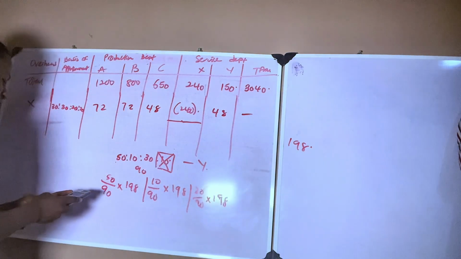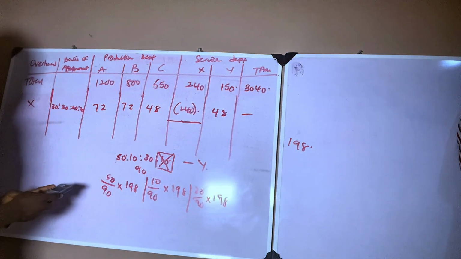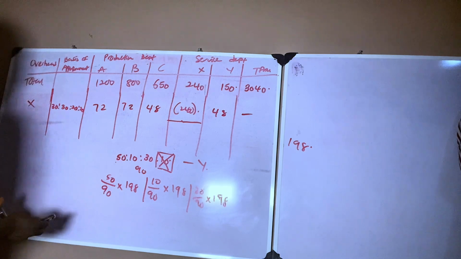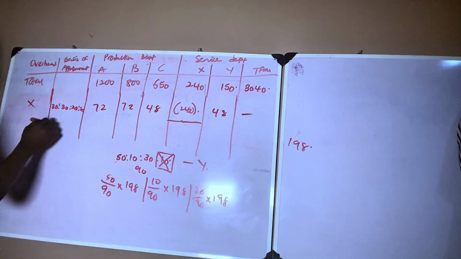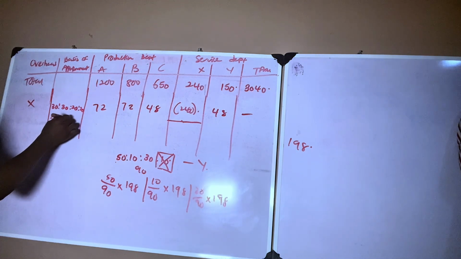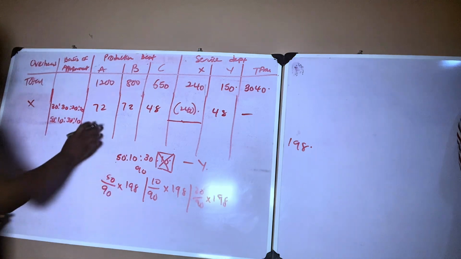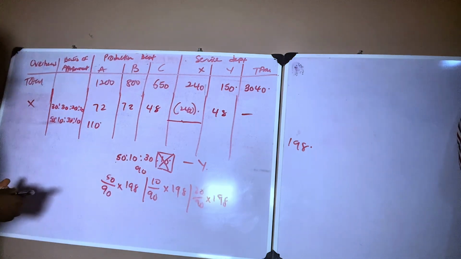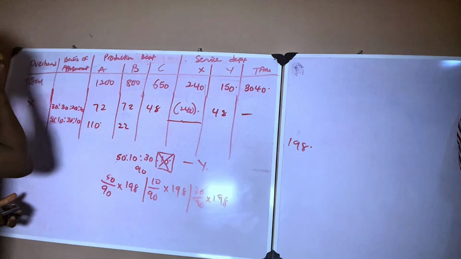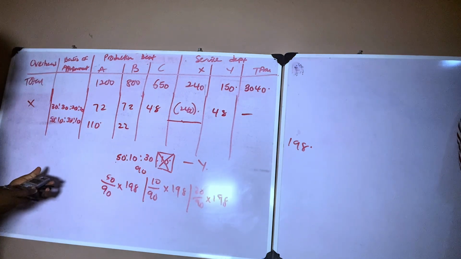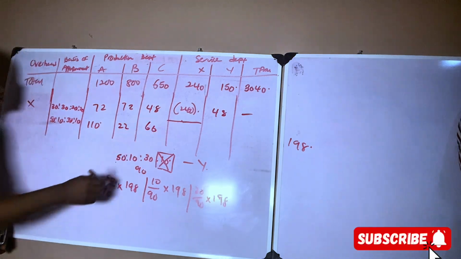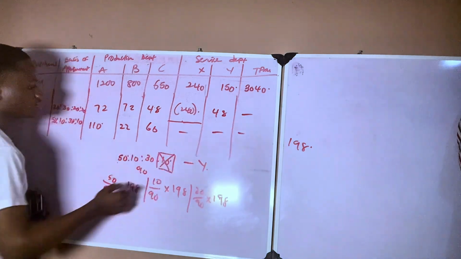50 divided by 90 times 198, that will give us 110. So for department A, we get 110. So 10 divided by 90 times 198, that gives us 22. And for department C, which is 30 divided by 90 times 198, that gives us 66. So this we have nothing, this we have nothing, and this also dash.